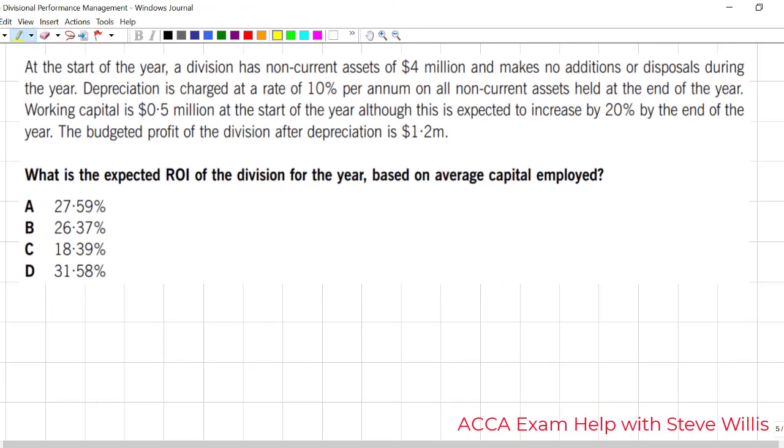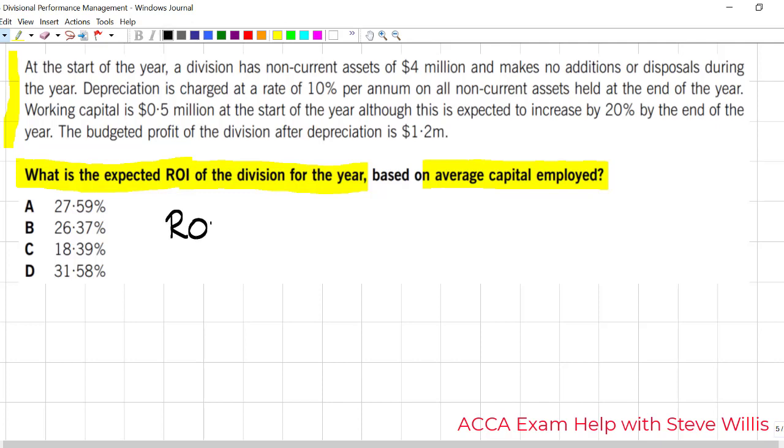Let's read the requirement first. What is the expected return on investment of the division for the year based on average capital employed? This is a difficult looking question. There's a lot to unpack here. We see the information embedded into the sentences of this paragraph. So this is an example of a tricky question. Let's start by looking at the definition of ROI, just to get started.